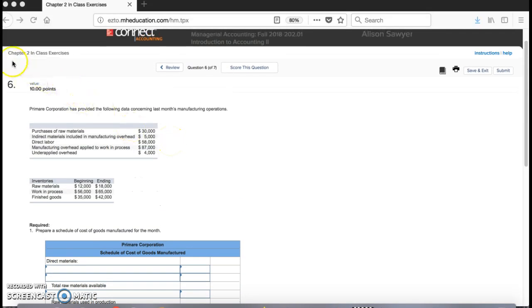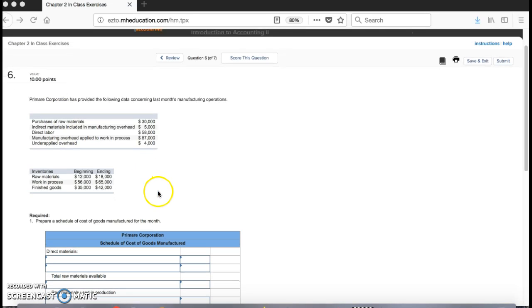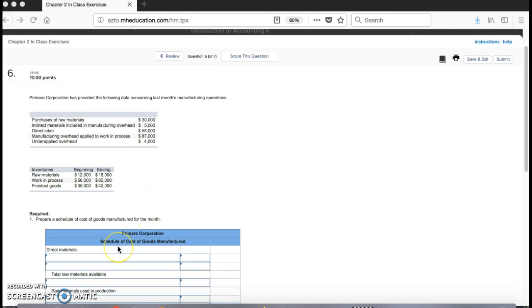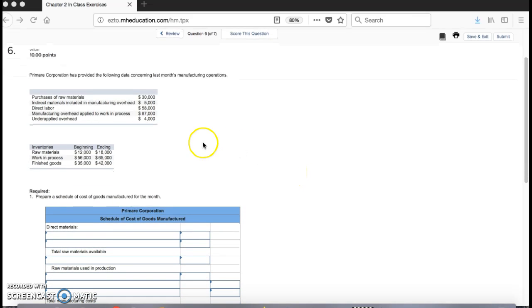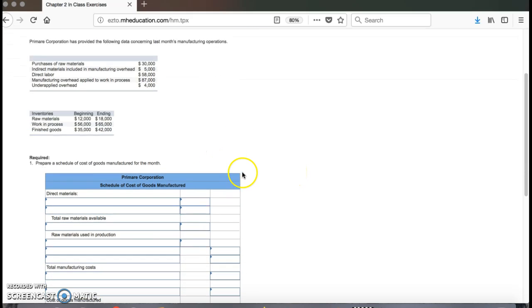Okay, we are on chapter 2 in-class exercises, and this is going to be number 6. So it looks like they're asking us to put together a schedule of cost of goods manufactured. So we have purchases of raw materials, indirect materials incurred in the manufacturing overhead, direct labor, manufacturing overhead applied to work in process, under applied overhead, and then we have all our inventory, so raw materials, work in process, and finished goods. So what's the first thing we're going to do with our direct materials?